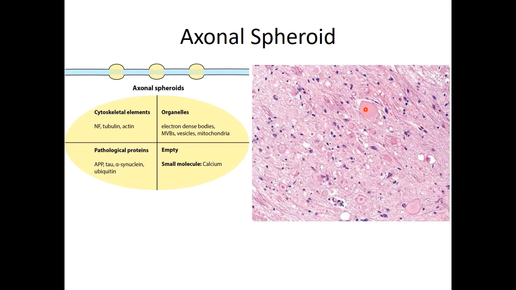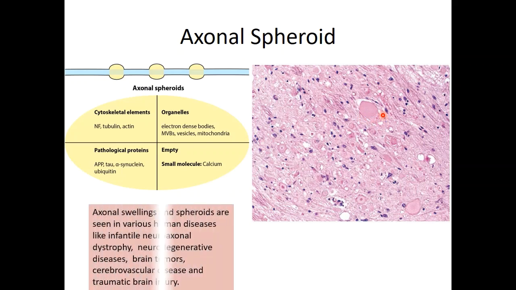So how does it look like? This is what it is. These are the axonal spheroids, okay, showing a characteristic axonal swelling with pushing of the nucleus to the periphery, as you can see, and accumulation of particularly the organelles or neurofilaments. Okay. Now, axonal swellings are not only seen in traumatic brain injury, but they are also seen in infantile neuroaxonal dystrophies, neurodegenerative diseases like Alzheimer's disease, brain tumors, and cerebrovascular accidents.